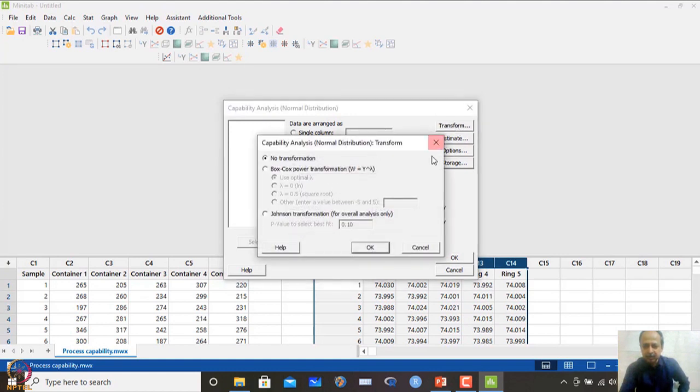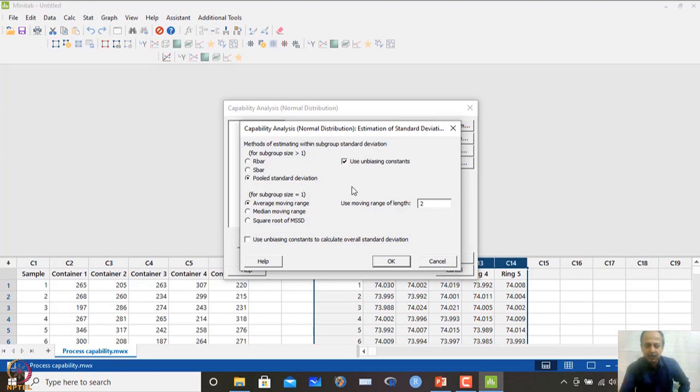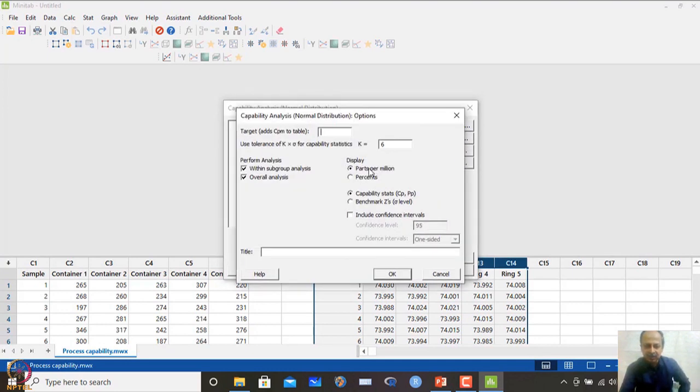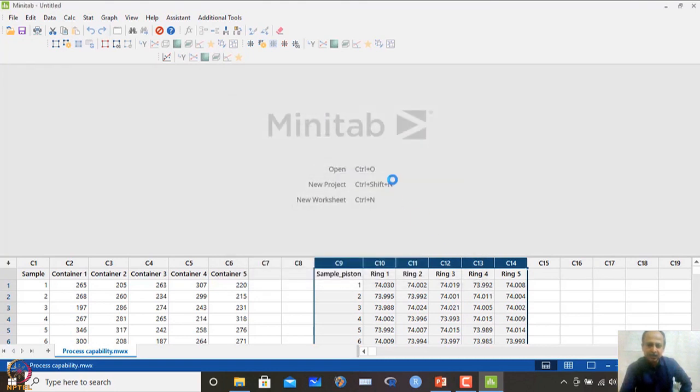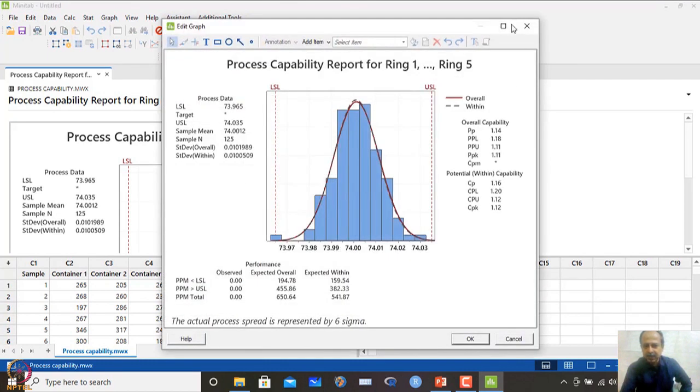So now the options. This transformation you ignore at present. Estimation we can also ignore at present. We will only see the Cp index, what is the value of that. This analysis is not required at present, so these things we can ignore. Whatever value comes, I want to see only the Cp values. So if you click OK, it will do some analysis and come up with some diagram over here.